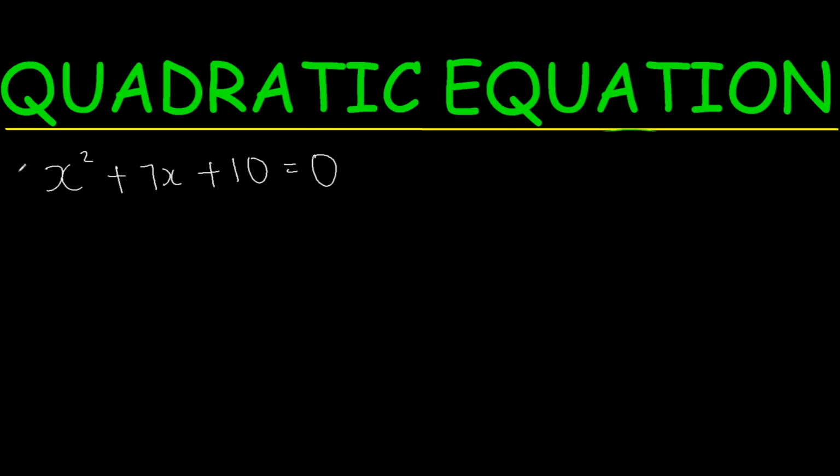So the first thing we do is we have to multiply the coefficient of x squared, which is 1, and our constant 10, which will give us 10. Next, we have to look for two numbers m and n, such that m multiplied by n will give us our number 10, and m plus n will give us the coefficient of x here, 7.